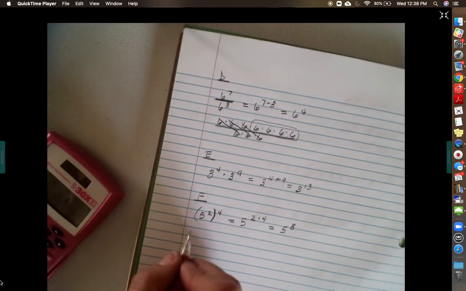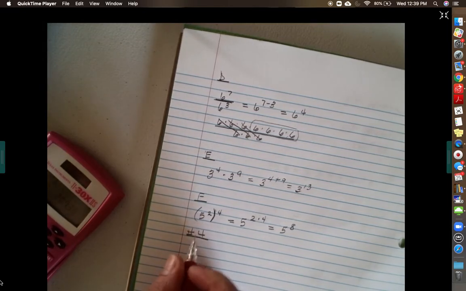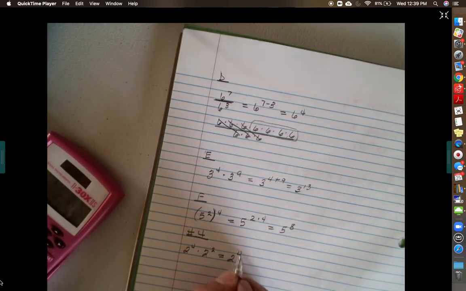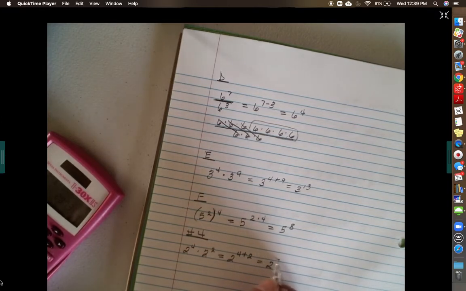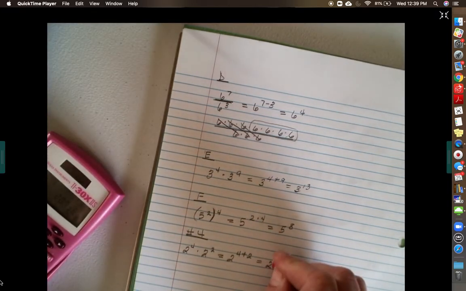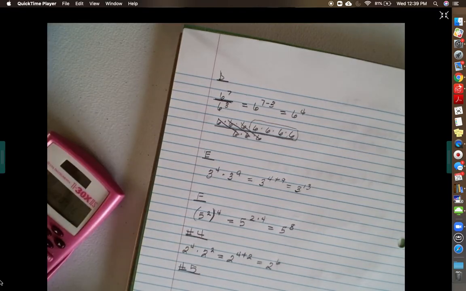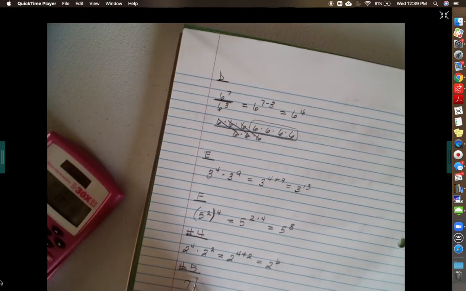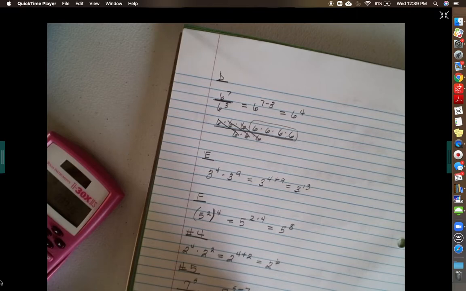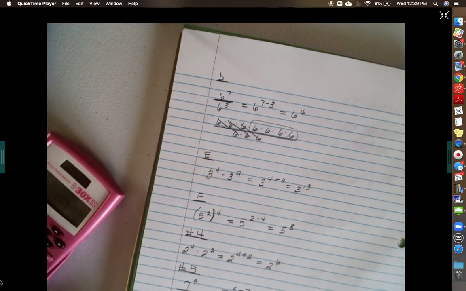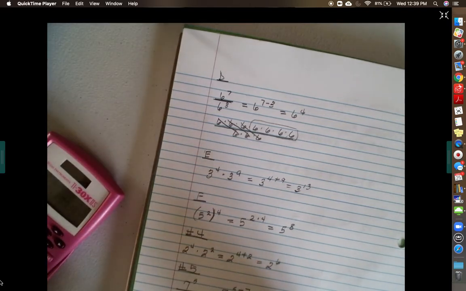Okay, so here are some more examples. So 2 to the 4th times 2 to the 2nd. We're going to add those. Oh, sorry, 2 to the 6th. Here I'm dividing. So we are subtracting our exponents. And we can write that as 1 over 7 squared.